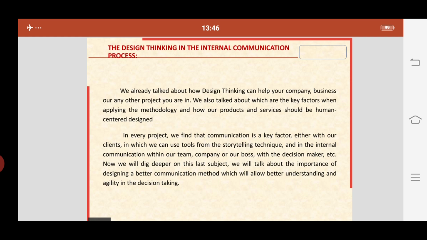We want to find that communication is a key factor. Now we will talk about digging deeper. What is the meaning of dig deeper exactly? In the sense, to make a lot of effort with all one's resources.